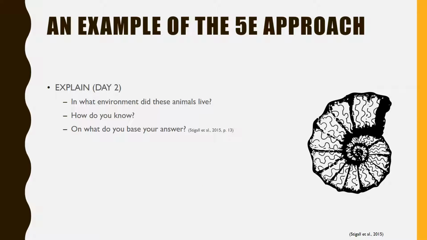Now, moving along to the explain phase, ask each group of students to hypothesize what environment these organisms inhabited when they were alive. Each group should be asked to generate a claim and provide supporting evidence. The authors suggest using the following questions. In what environment did these animals live? How do you know? And on what do you base your answer?